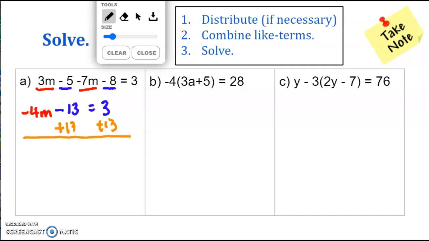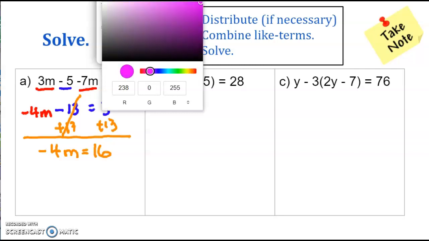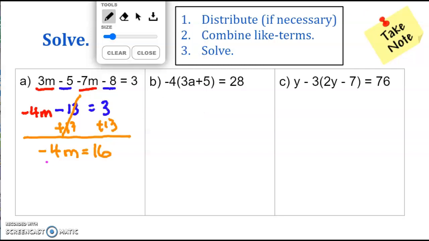And that leaves us with, this goes away to 0, and you're left with negative 4m is equal to 16. Okay, and then from here, I am going to divide both sides by not 4, but negative 4, because negative 4 is being multiplied to m. So negative 4, we divide both sides by negative 4. And then when you do that, negative 4 divided by negative 4 just becomes my giant one and cancels out to 1m, which is the same as m.